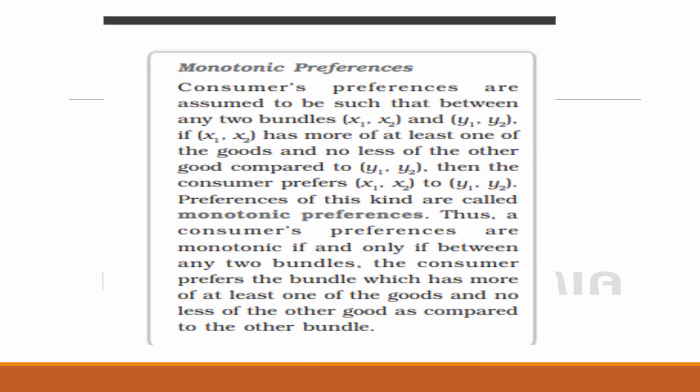Now let me explain a little more regarding monotonic preference. When you are considering monotonic preference, the consumer prefers more to less. So he would prefer that bundle which has more of at least one of the commodities and no less of the other commodities. He always considers more to be wanted.